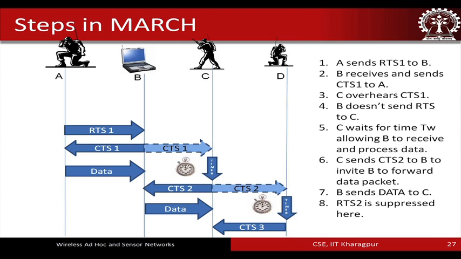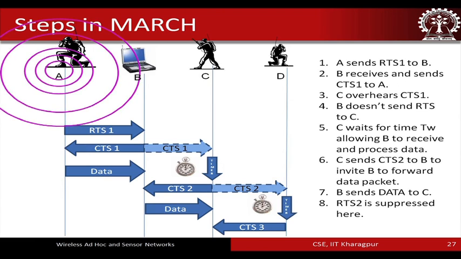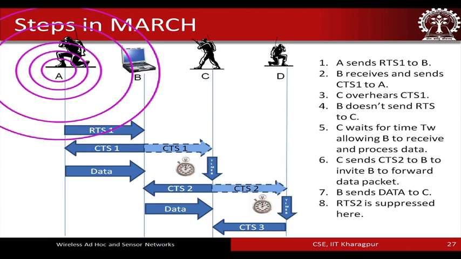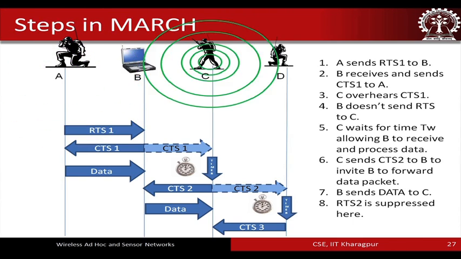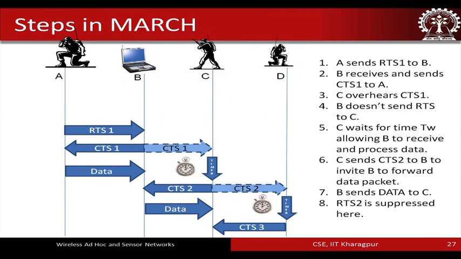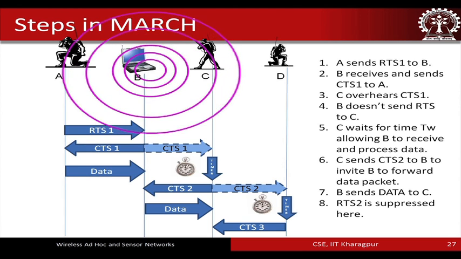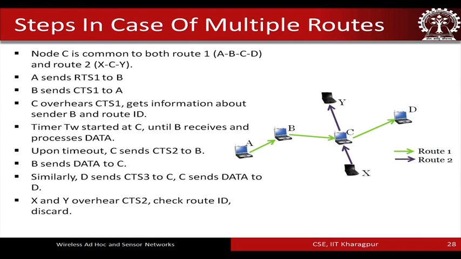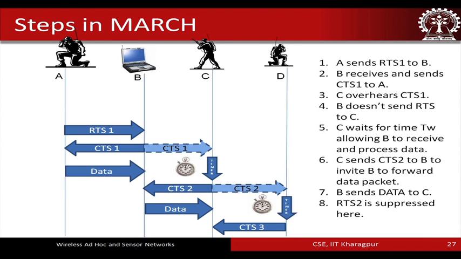B does not send the RTS to C. C waits for the time TW, allowing B to receive and process the data. C sends the CTS2 to B to invite B to forward the data packet. B sends the data to C, and RTS2 is then suppressed here.